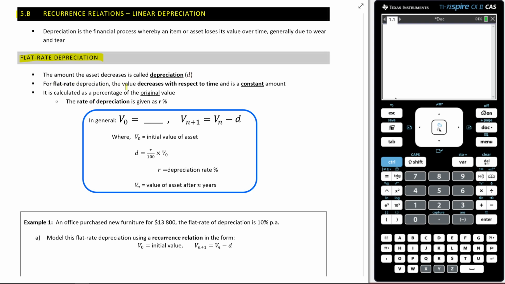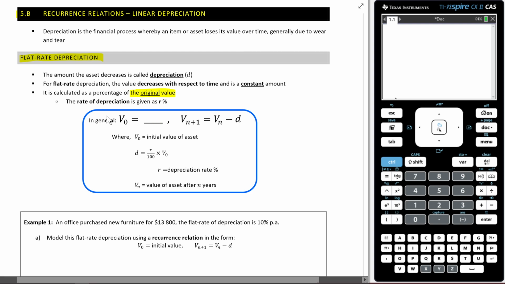For flat rate depreciation, the value decreases with respect to time and is a constant amount. It is calculated as a percentage of the original value. That is so important. It is calculated as a percentage of the original value. The rate of depreciation is given as R%. So here's our recursion relation. In general, we've got our initial starting value, and then our next term is given by the current term minus D. The way that we figure out D is we figure out the percentage that it's losing of the original. That will make more sense once we dive into an example. But again, this is very important for you to look back on.